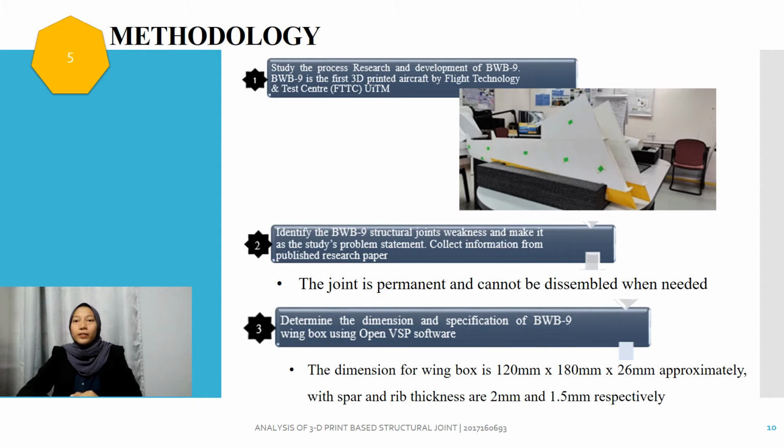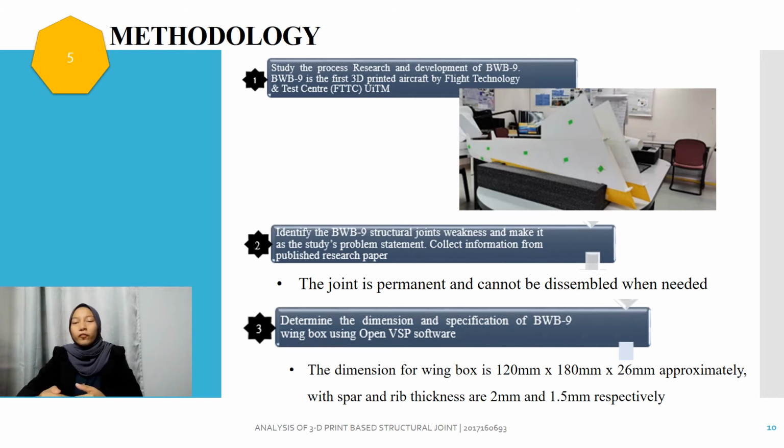As we go through the details of the methodology, the first one, to study the process, research and development of BWB-9 aircraft. As I mentioned before, it is the first 3D printed aircraft by Flight Technology and Test Center UiTM. The second one, identify the BWB-9 structural joint weakness and make it as the study's problem statement.